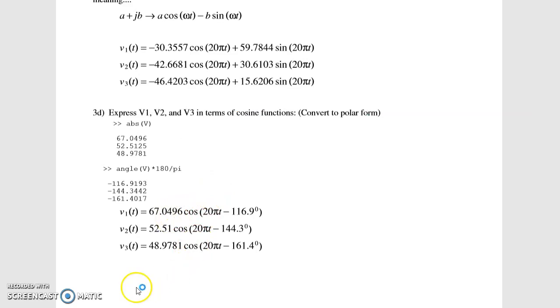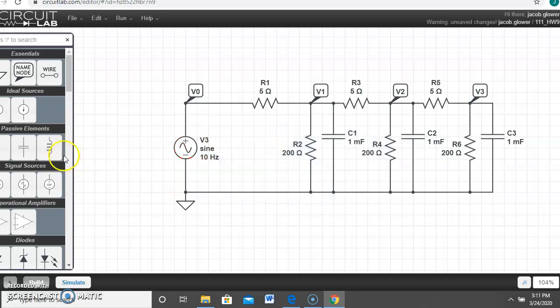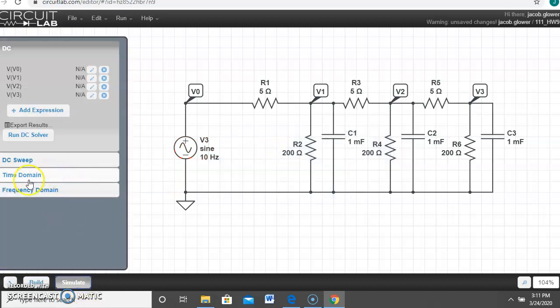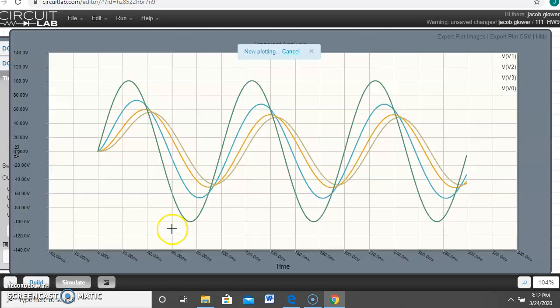In CircuitLab, what I'll do is change the input to 0 volts DC, 100 volts AC, 10 hertz. And now we'll do simulate time domain. Let's run it for 0.3 seconds. At 10 hertz, the period is 0.1 seconds, so this is 3 cycles. I'm going to have 300 points in the plot, and look at V1, V2, V3 output, and then run.